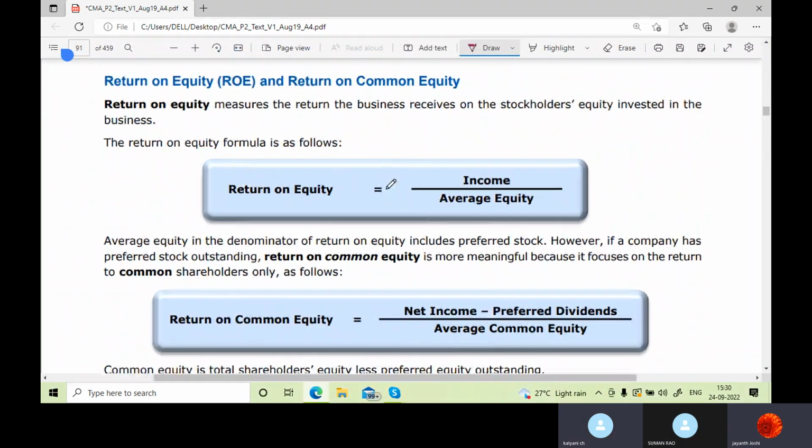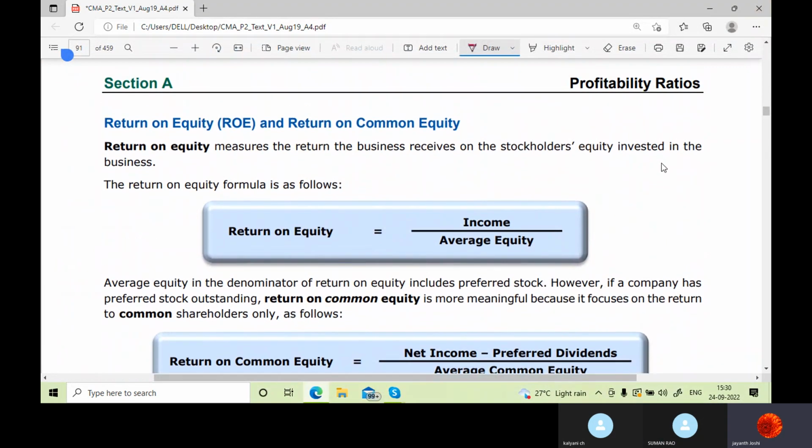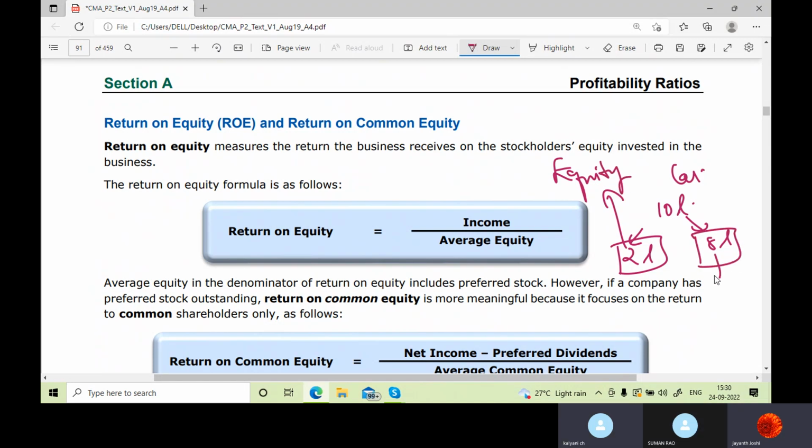So what is meant by return on equity? First, let's say this is a car. You bought it for 10 lakhs. But you paid 2 lakhs for this. 8 lakhs you have taken a loan. So this 2 lakhs is what? Equity. 8 lakhs is what? Debt.